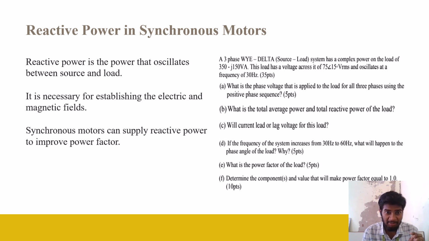So improving the power factor, there is one method. We can call it compensation of reactive power in synchronous motors. Here this is the basic example of how a power factor can be improved. A three-phase delta source load system has a complex power on the load of 350. This load has 150 volt-amperes, with a load voltage angle of 75 degrees and 50 degrees, and oscillates at a frequency of 30 Hz. So this is the basic example.